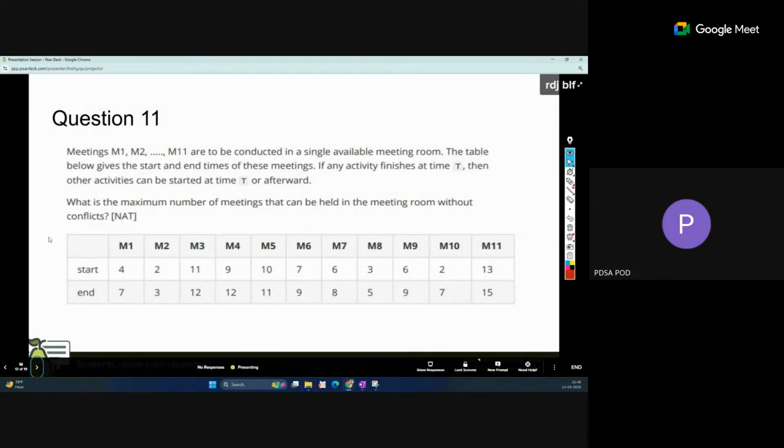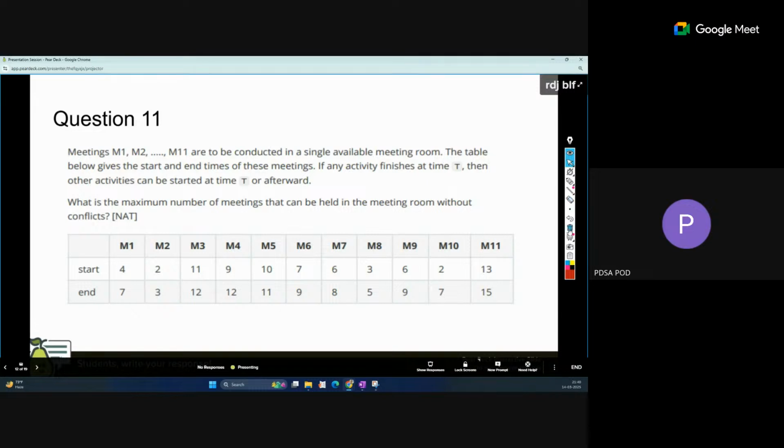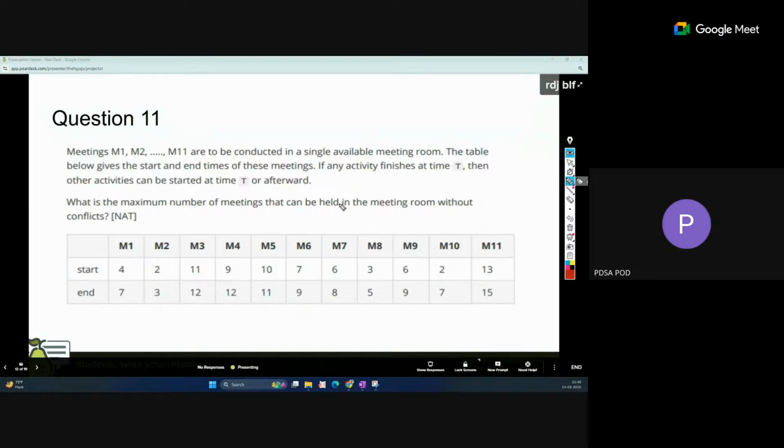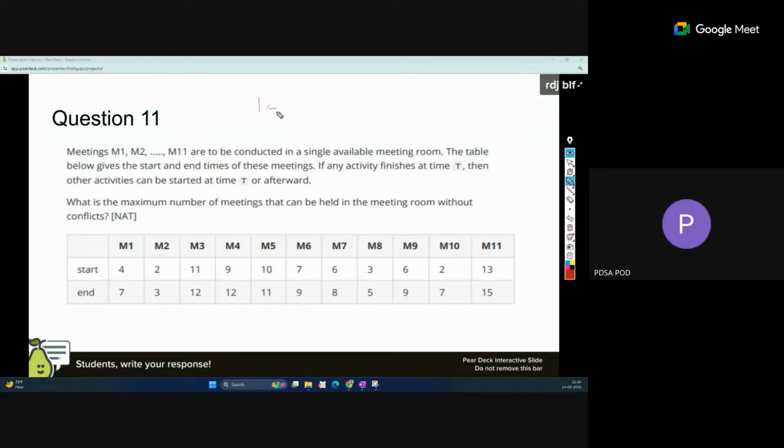This is a straightforward question. We have seen this in the meeting, week 7. The maximum number of meetings that can be held in the meeting room. We have only one room, and we want to perform the maximum number of meetings. So can anyone tell me how we solve this?